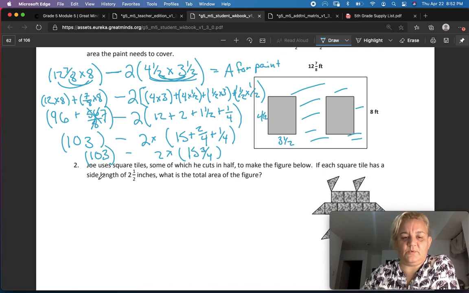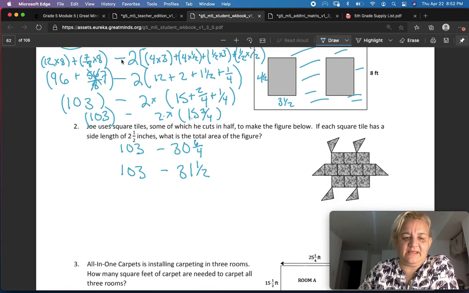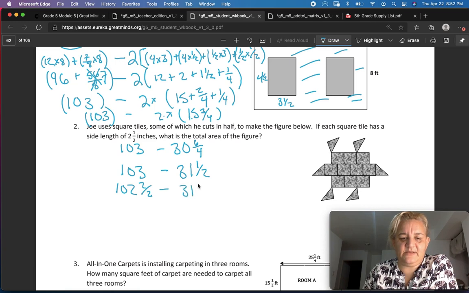So I'm definitely going to roll into the next page here, so I apologize for that. 2 times 15 is 30, and 2 times 3/4 is 6/4. So I have 103 minus 30 and 6/4, and I can turn this into 31 1/2. So 103 minus 31 1/2. But I think I'm going to put a fraction here so I can see more what I'm doing. So 102 2/2. Okay, do you see how that's the same number? Minus 31 1/2. So 102 minus 31 would be 71. And 2/2 minus 1/2 would be 1/2.